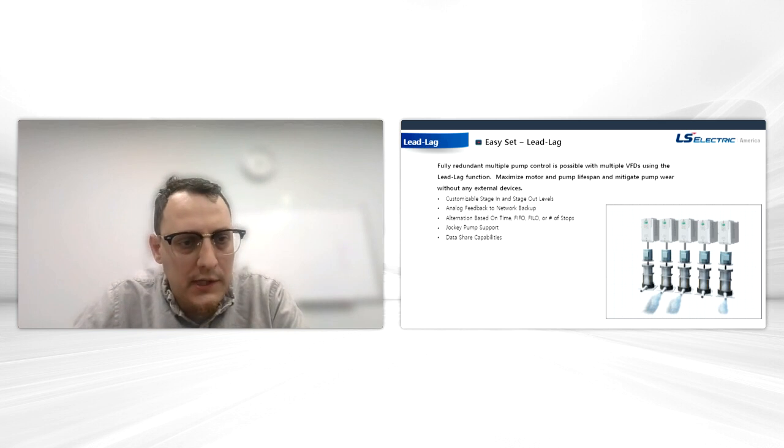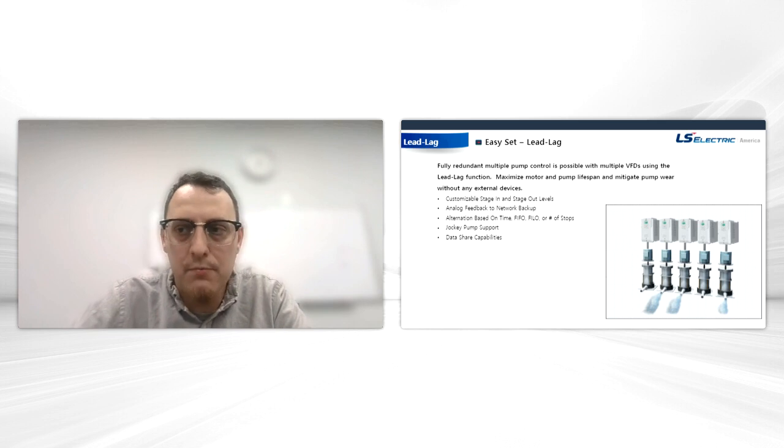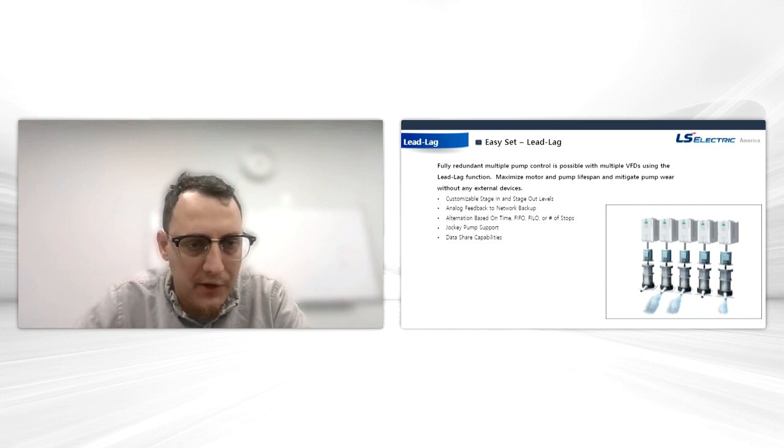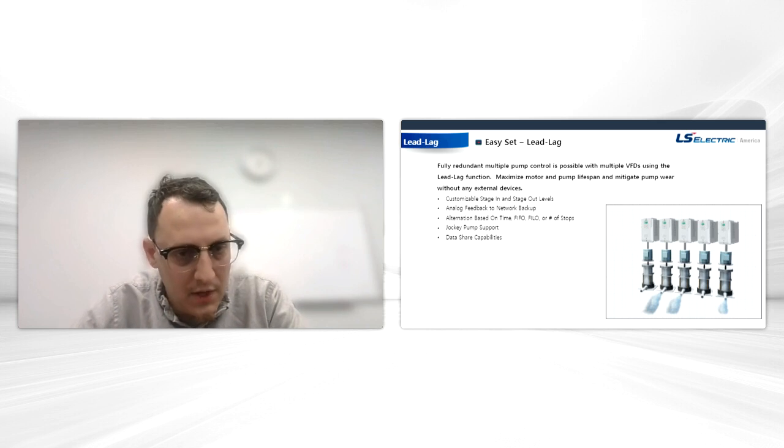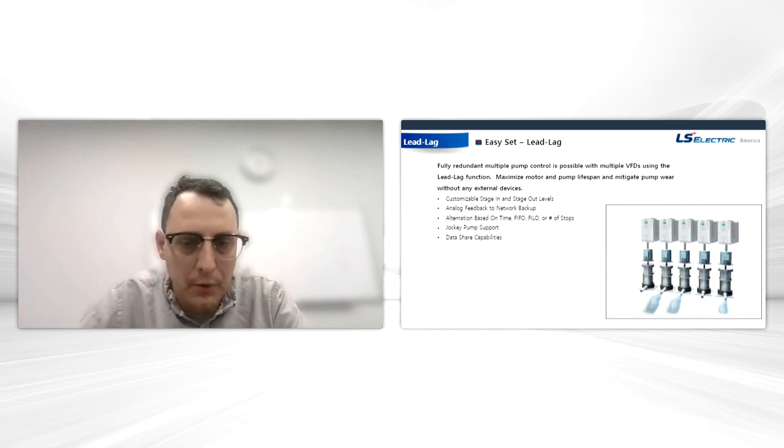Similarly, you could do a jockey pump operation, so you could have a few larger pumps and then a third pump that's a smaller capacity just to maintain pressure, so that one takes priority. And we also have data share capabilities, so I'll show you what that is in just a second.